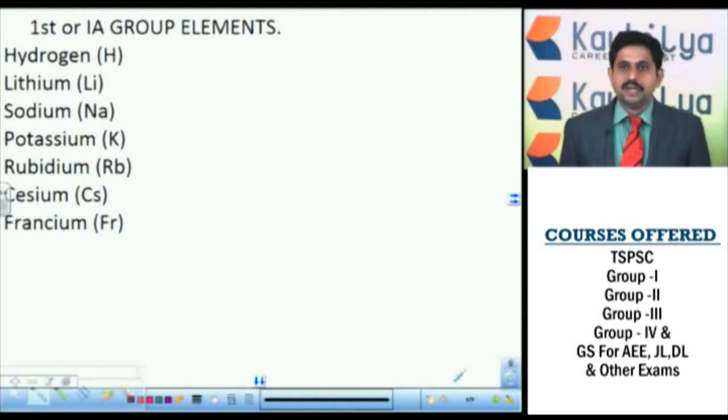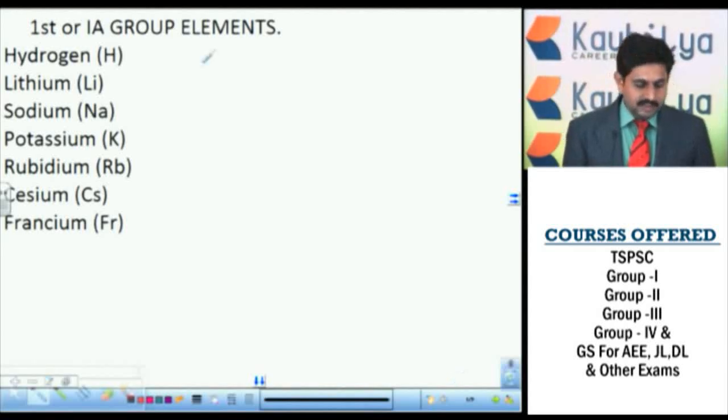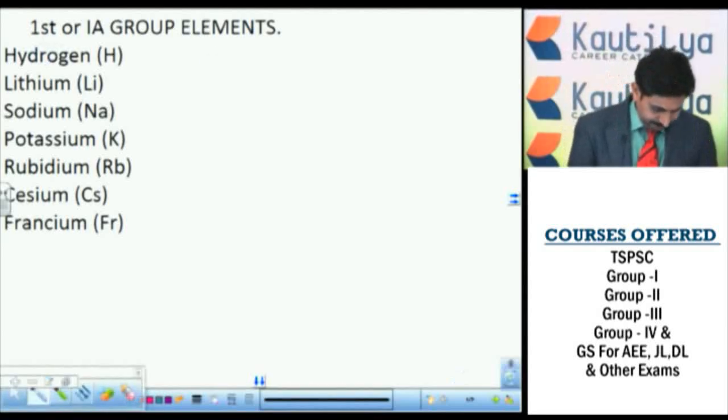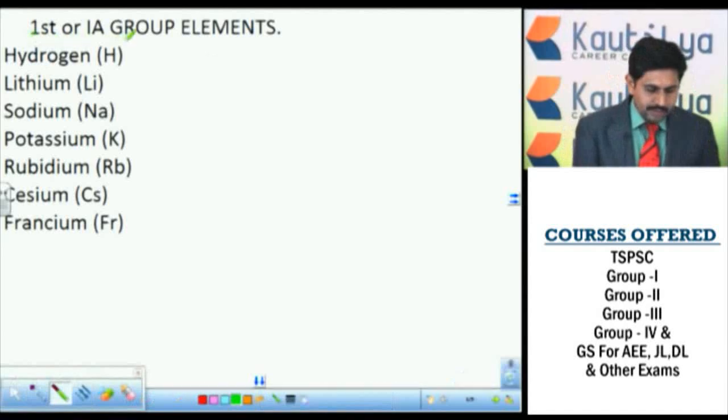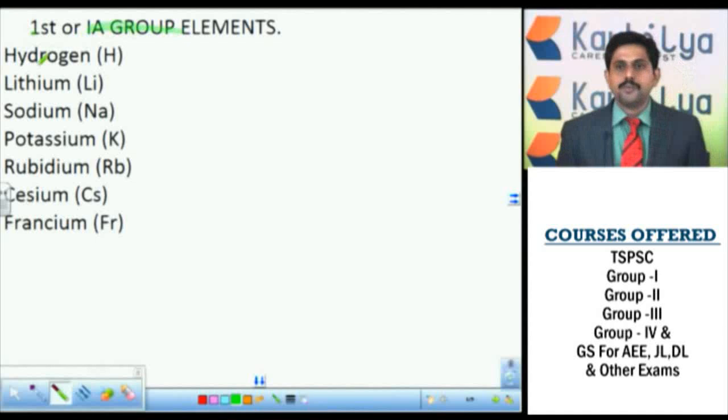Now, we'll start the remaining groups of elements, that is the first group, second group, and so on. Particularly, we are discussing the S block and the P block elements. Okay, now the first thing, the first group elements. These are also called the 1A group. The first group elements belong to the S block, right?